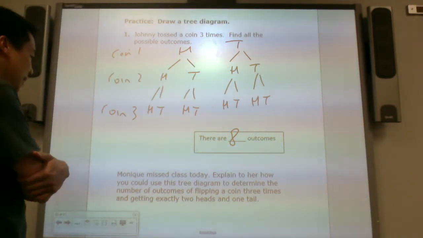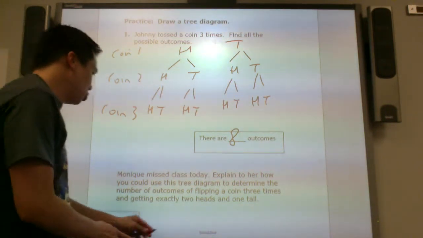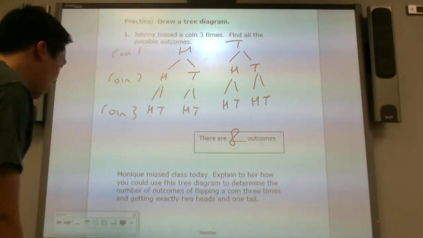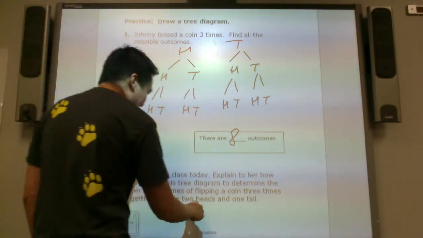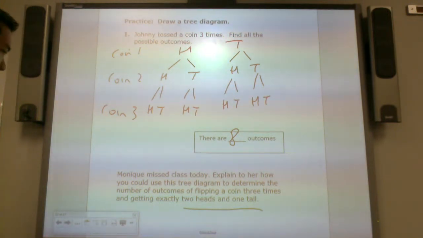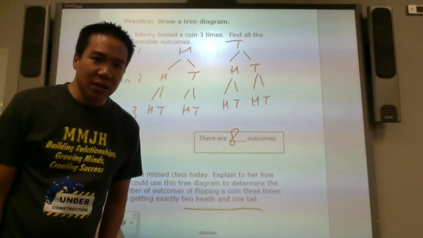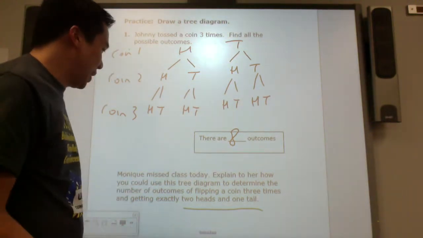However, Monique missed class today. Explain to her how you could use this tree diagram to determine the number of outcomes of flipping a coin 3 times and getting exactly 2 heads and 1 tail. So, out of the 8 outcomes, how many possible ways can you get 2 heads and 1 tail?